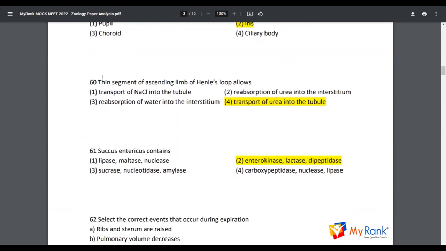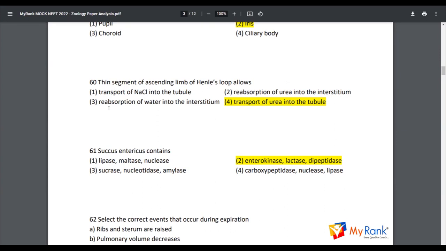Now, moving to question number 60. Thin segment of ascending limb of Henle's loop allows... Transport of NaCl into the tubule is a wrong statement because at the thin segment, there is outward movement of NaCl from the tube to the outside. So option 1 is wrong. Reabsorption of urea into the interstitium is also not correct. It happens at the region of the collecting duct, so wrong.